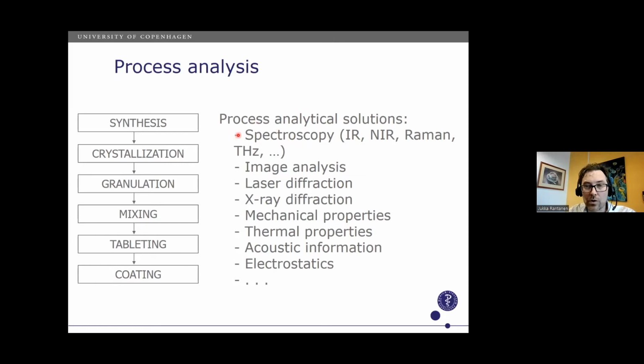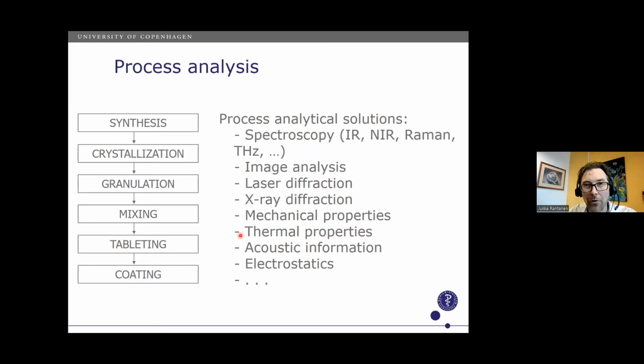So we can use spectroscopic tools. I will use a bit more time on discussing these. But then similarly, you can do process analytics with, for example, image analysis or different diffraction tools, or you can measure mechanical properties of material during processing. A good example of that is a tabletting process, where you can measure the force needed to make a tablet, and that would be a mechanical response of processing. You can also measure thermal properties.